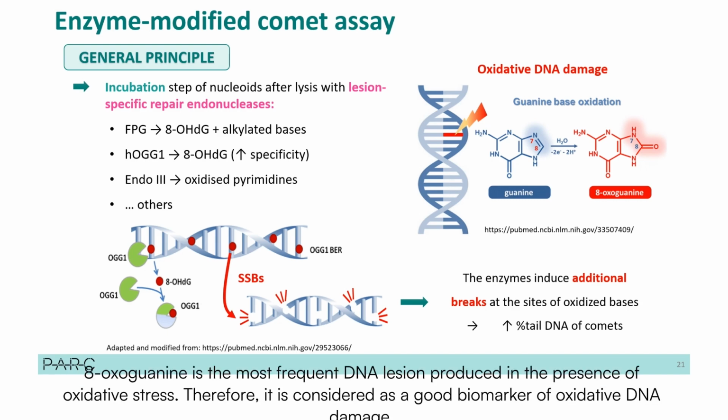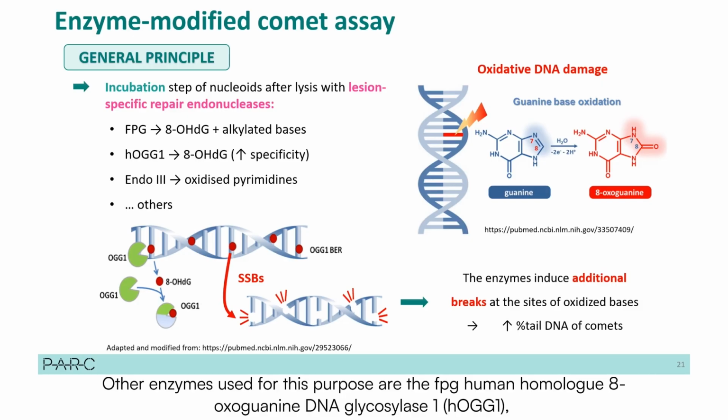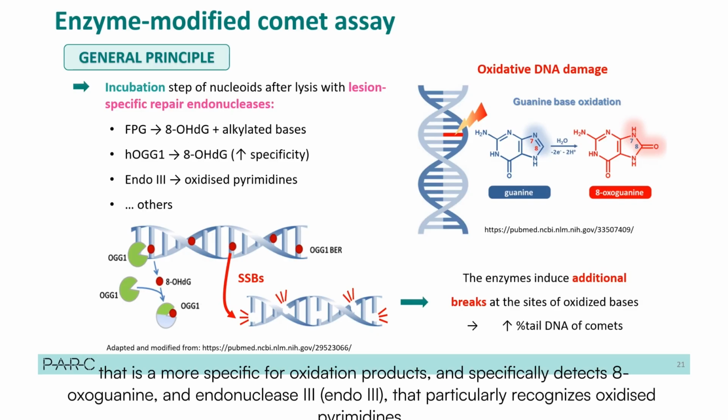8-oxoguanine is the most frequent DNA lesion produced in the presence of oxidative stress. Therefore, it is considered as a good biomarker of oxidative DNA damage. Other enzymes used for this purpose are the FPG human homologue 8-oxoguanine DNA glycosylase 1, hOGG1, that is more specific for oxidation products and specifically detects 8-oxoguanine, and endonuclease 3, or ENDO3, that particularly recognizes oxidized pyrimidines.